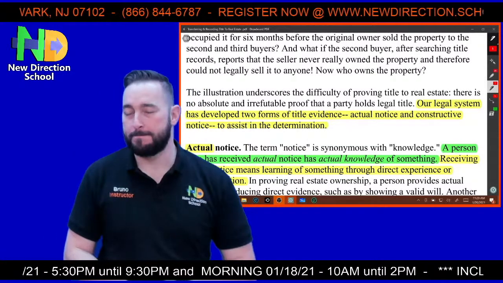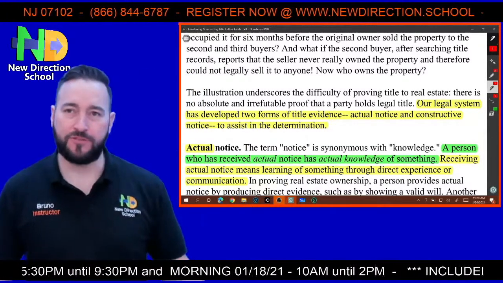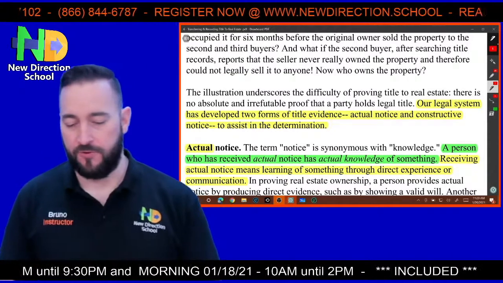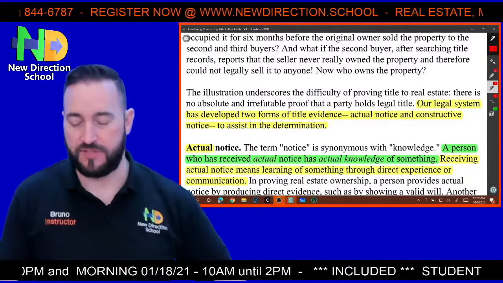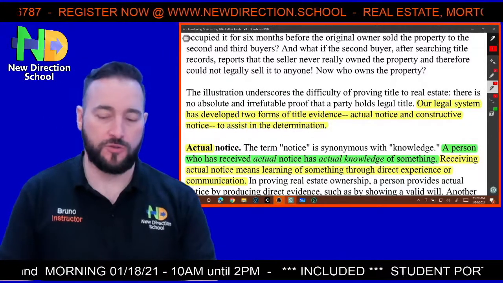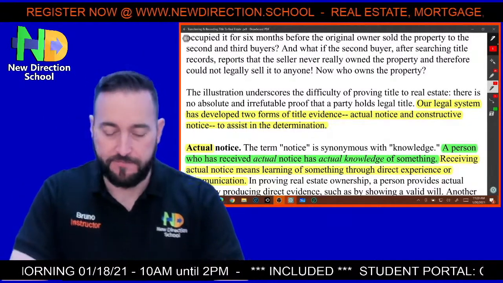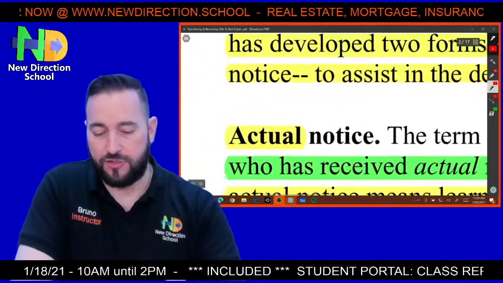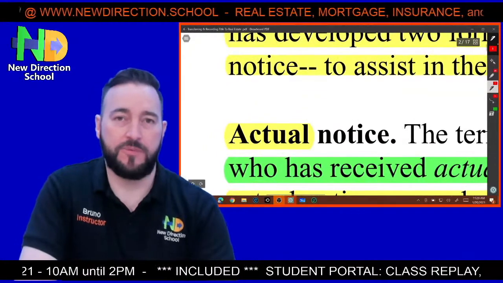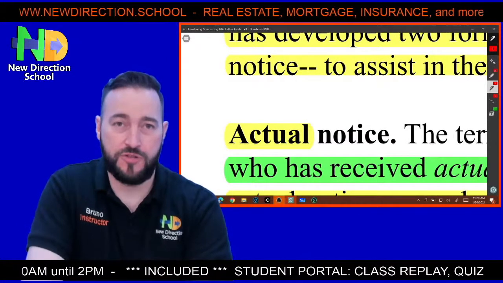So that's why it says right here, the illustration underscores the difficulty of proving title to real estate. There is no absolute or irrefutable proof that the party holds legal title. Our legal system has developed two forms of title evidence to assist in the determination: actual notice and constructive notice. Actual notice is very simple. You actually know the information.